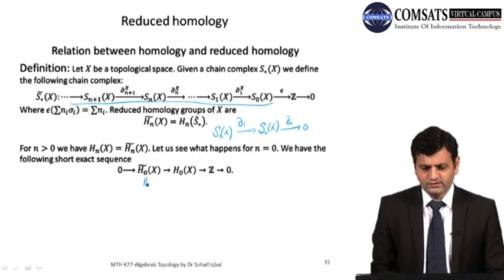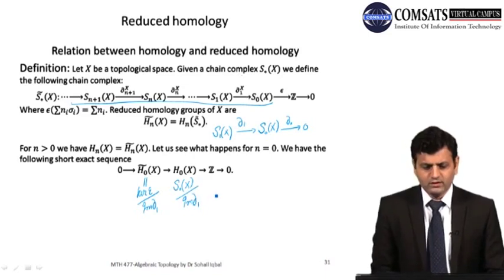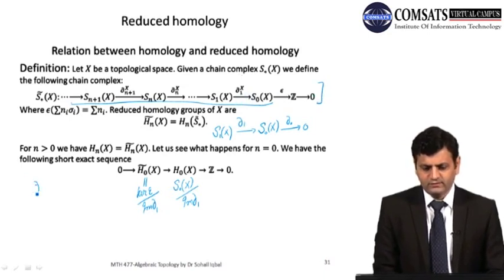Now this H naught tilde of X is basically equal to the kernel of epsilon quotient with the image of partial 1, and this H naught of X is equal to the kernel of partial naught. Now the kernel of partial naught is the whole S naught, so we can say that it is S naught of X quotient with the image of partial 1. Now also, since this is a chain complex, when we apply partial 1 and then we apply epsilon, we are going to get 0.